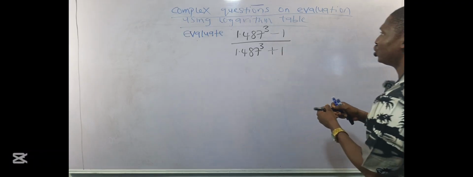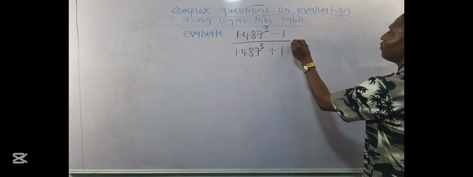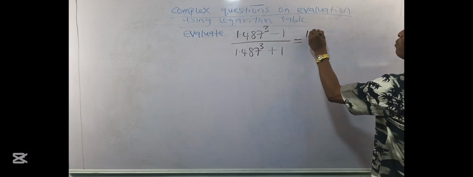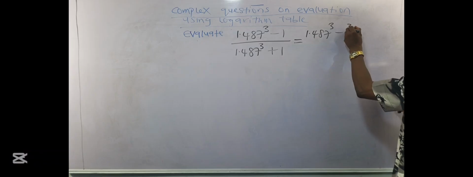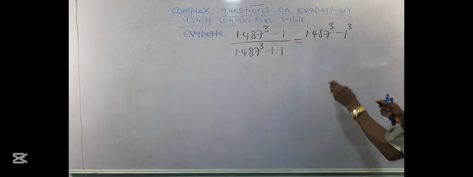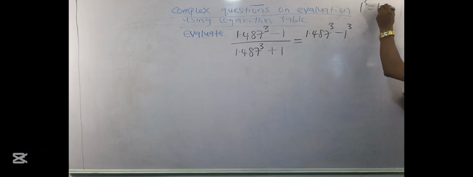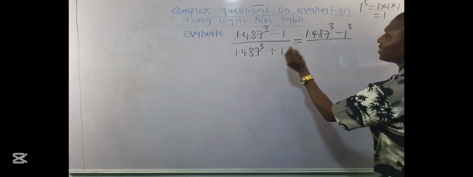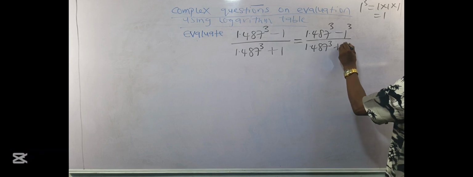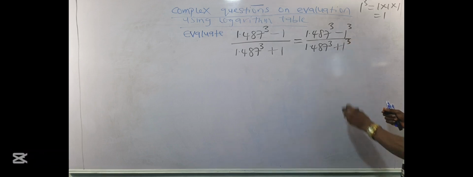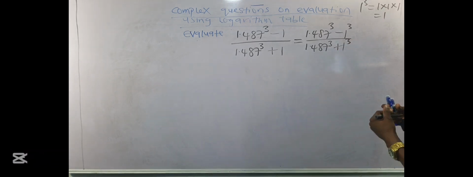But remember, this is equivalent to 1.487 raised to power 3 minus 1 raised to power 3. Because from our indices, 1 raised to power 3 is 1 times 1 times 1, which is equal to 1. So in the same way, this is 1.487 raised to power 3 plus 1 raised to power 3. Now we can see that the top is difference of 2 cube and the bottom is sum of 2 cube.